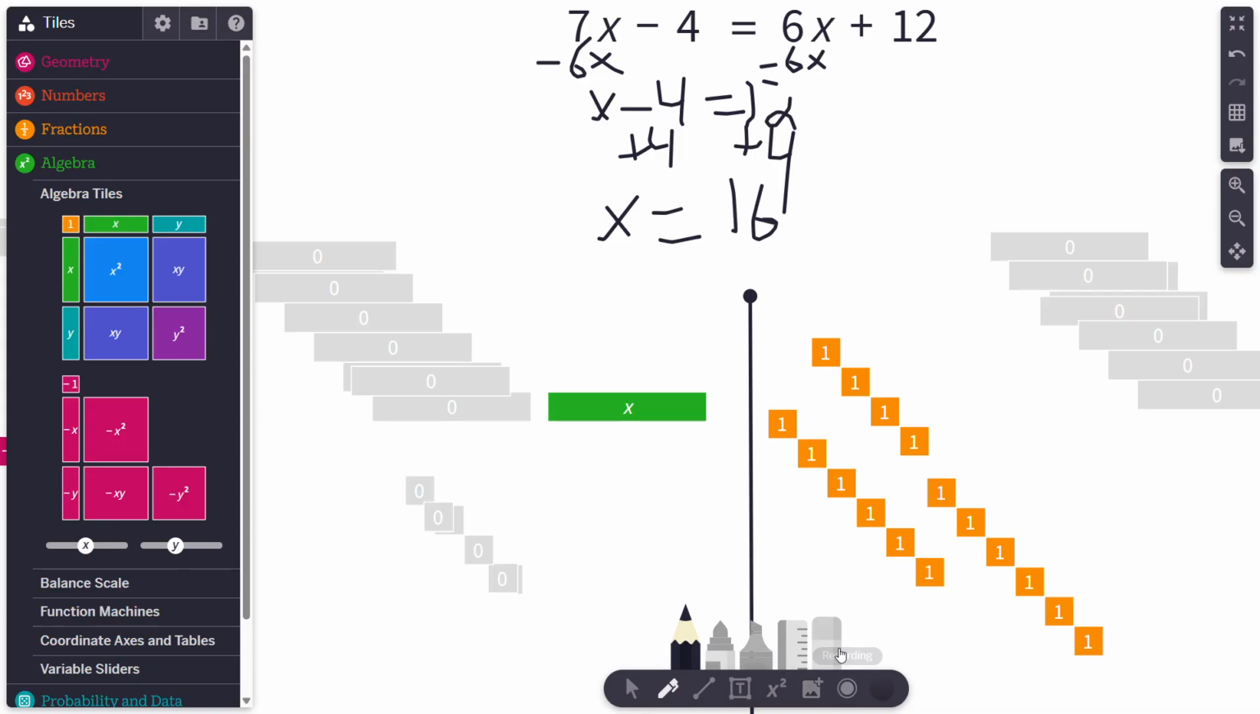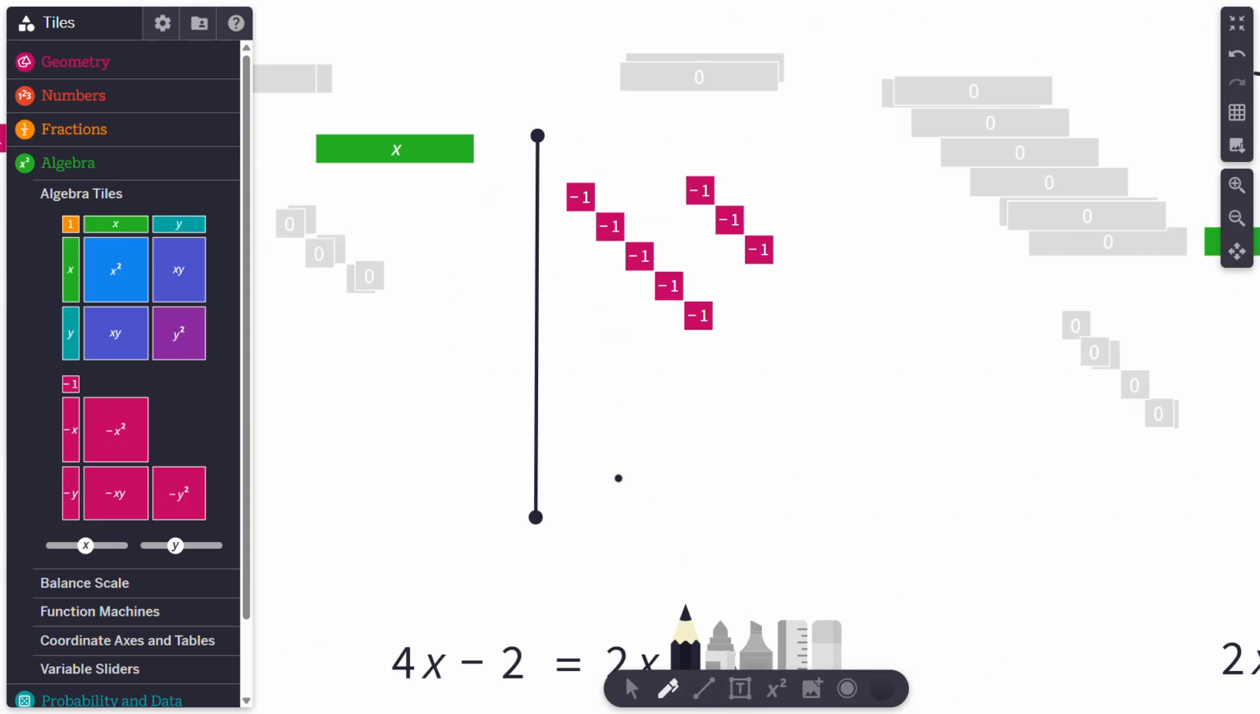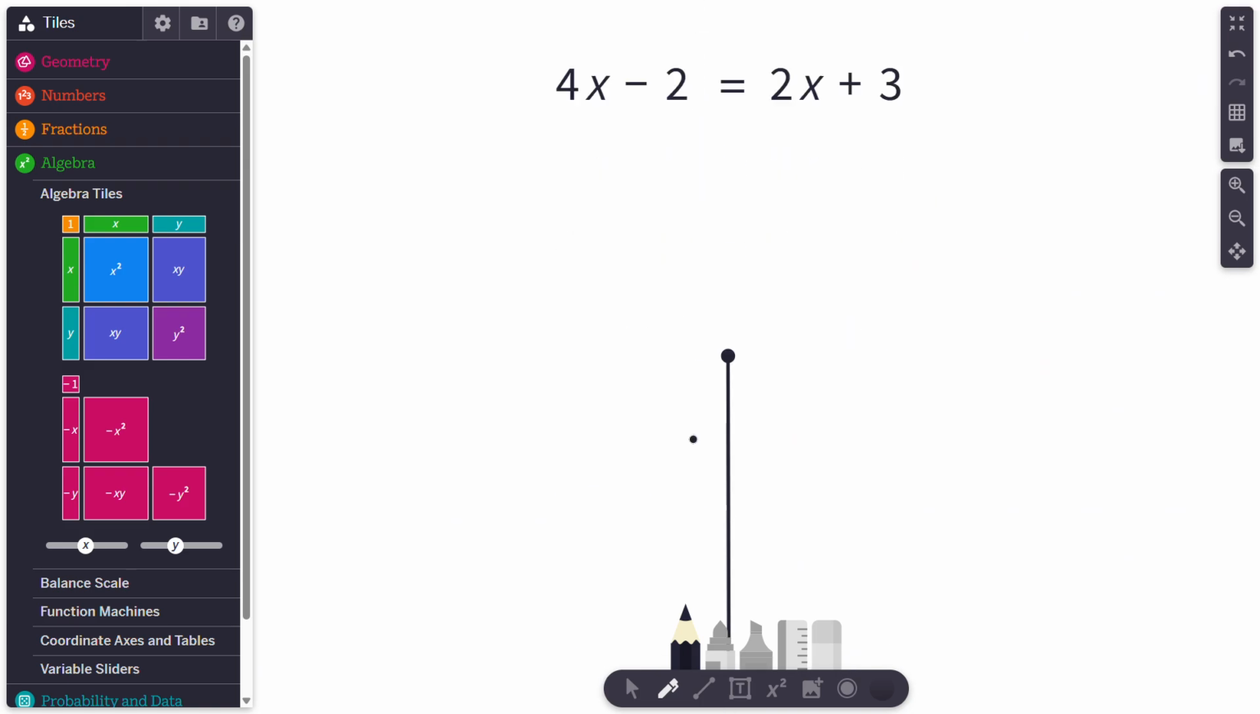And on the last 2 problems here, it's going to get faster. So 4x minus 2 equals 2x plus 3. I crooked my neck and it really hurts. I apologize.